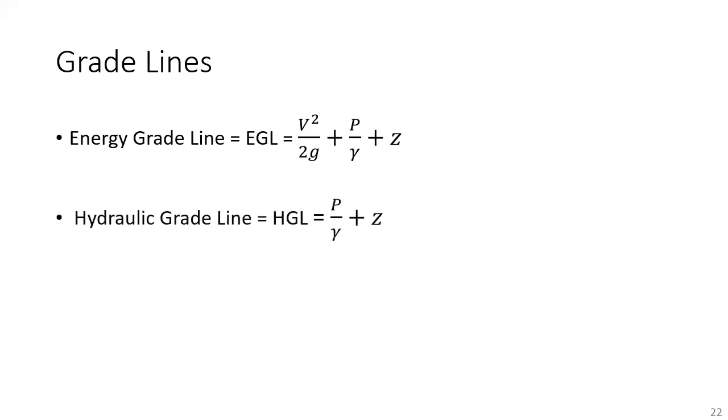Similarly, the two forms of potential energy are pressure and elevation. The sum of the pressure and elevation terms, P over gamma plus Z, is known as the hydraulic grade line. And through a system, again, we can calculate P over gamma plus Z at any point in the system. And when we connect that locus of points with a line, that's called the hydraulic grade line.